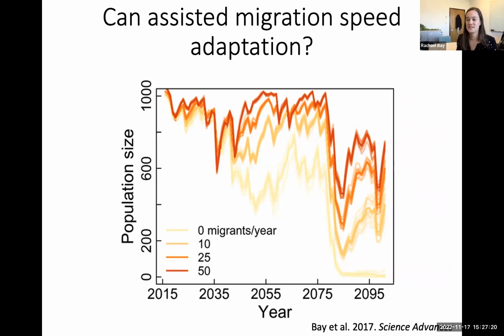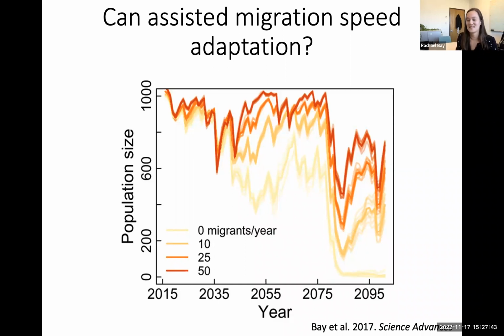So we add between 0 and 50 migrants a year. At 0 migrants a year, the curve is exactly the same as you saw in the last slide. You see extinction. But at any level of assisted migration, you see persistence, and the population size at the end of the century depends on how many corals per year you're adding.